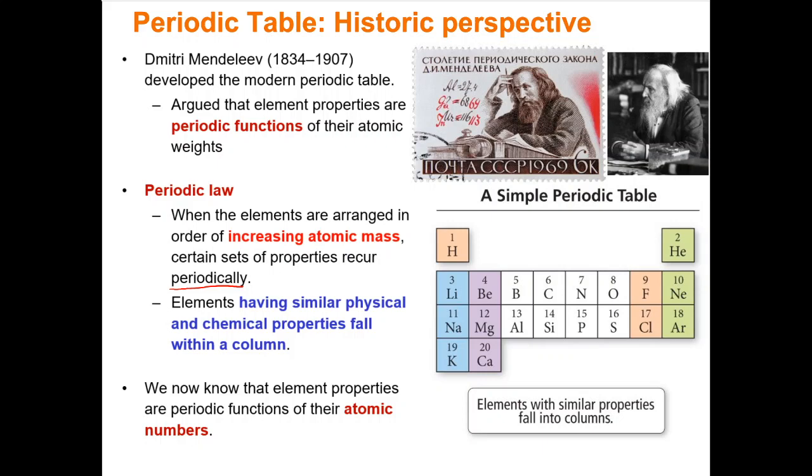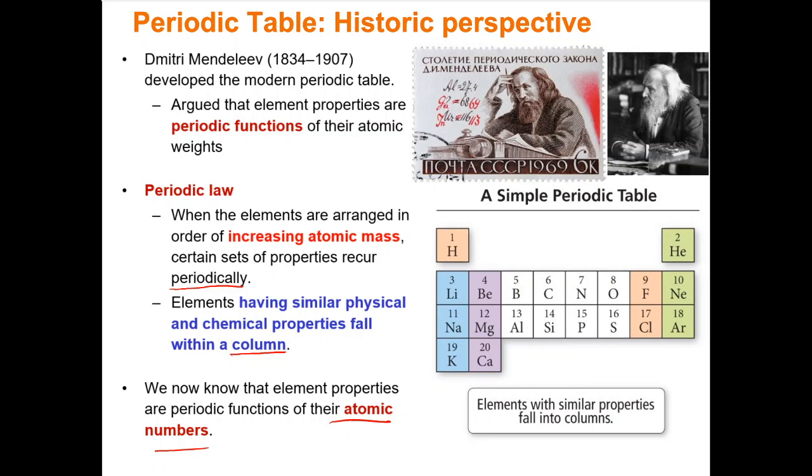Elements having similar physical and chemical properties fall within a column. So what he's saying is that if we arrange the elements in increasing atomic mass, you're going to notice that some properties start to repeat themselves. And if you arrange those into columns, you're going to end up with columns of elements that have similar properties. So we now know that the element properties are periodic functions of their atomic numbers. He said atomic mass. We now know it's their atomic number, meaning the number of protons. It's an important distinction there.